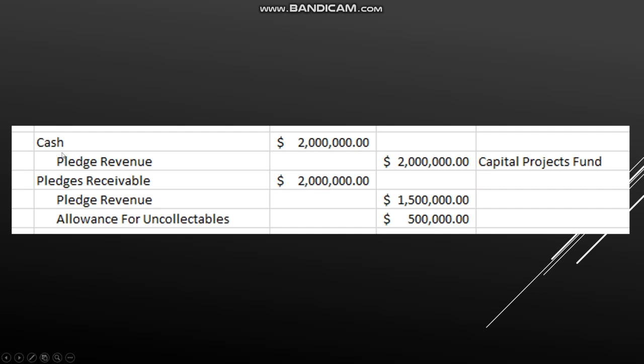So here we'll debit cash and credit pledge revenue for $2 million. We're putting it here in the Capital Projects Fund. And then for that extra $2 million that we were hoping to receive in the second year, we'll debit pledges receivable, we'll credit pledge revenue for $1,500,000, and we'll credit allowance for uncollectibles for $500,000, as that's what we believe we won't collect.